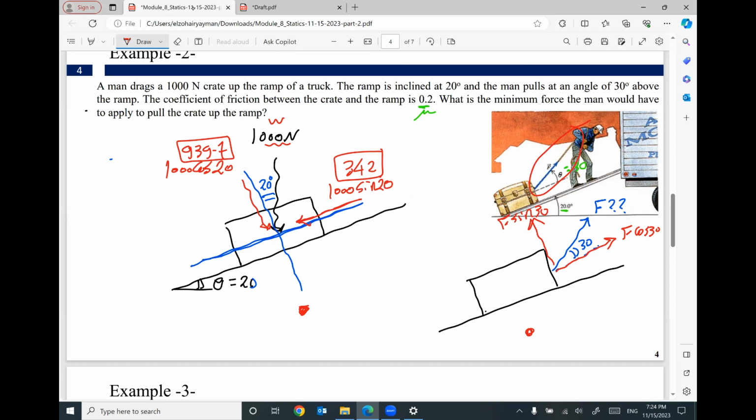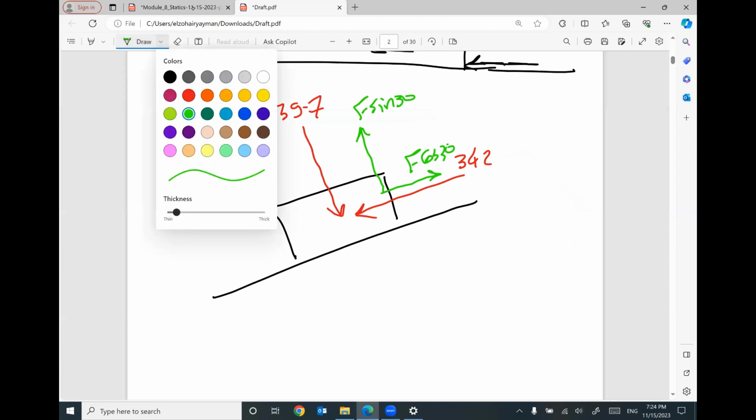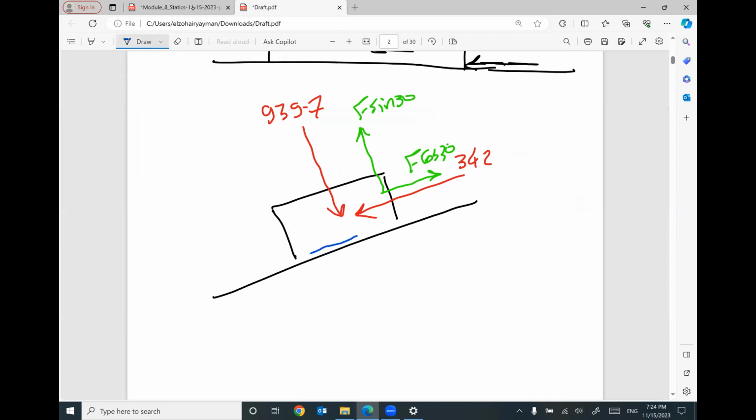So the direction of movement is up. This box will move up the ramp. So I believe 100% that the friction will be in the opposite direction. This is the direction of your friction. Does that make sense? This will be the direction of your friction because the direction of movement is up the ramp. So the friction will be in the opposite direction. This friction equals mu times capital N.